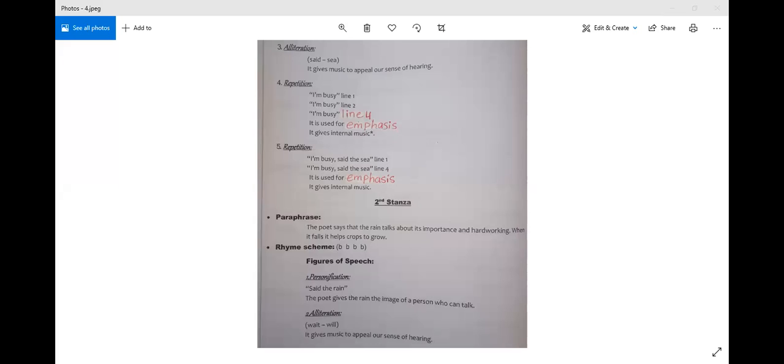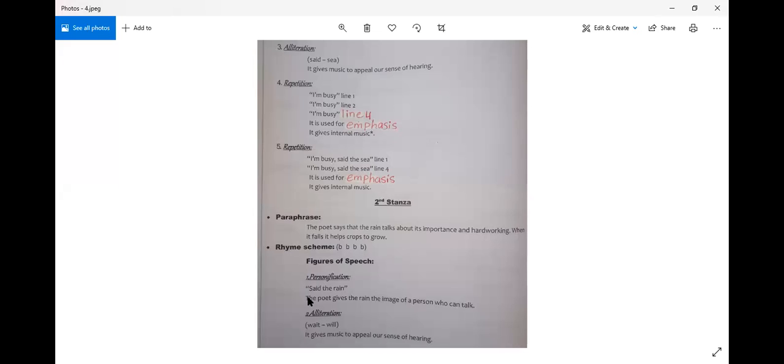Let's check here what we have. In stanza number 2, this is the paraphrase, and it's very important. When I ask you to paraphrase the stanza, you need to write these two lines. The poet says that the rain talks about its importance and hard work. When it falls, it helps crops to grow. Okay, plants to grow. So the rhyme scheme is B, B, B, B.